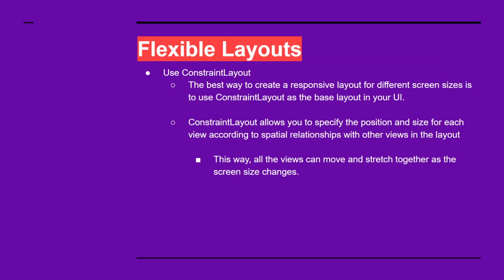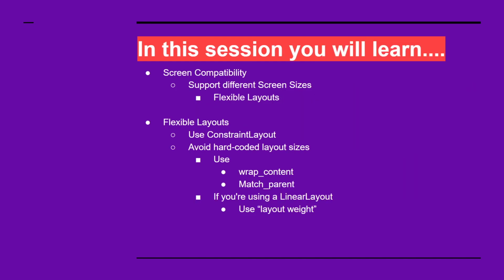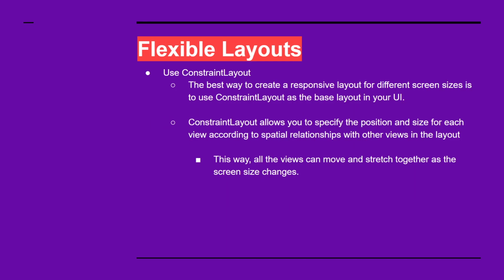Flexible layouts is one way of supporting different screen sizes. So try to use the constraint layout. We'll do a practical now, and you will see it in a little while. The best way to create a responsive layout for different screen sizes is to use constraint layout as the base layout, as we said earlier. You will see what constraint layout is practically in a while.